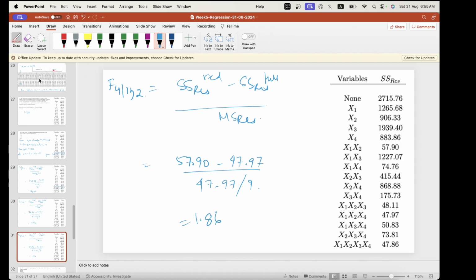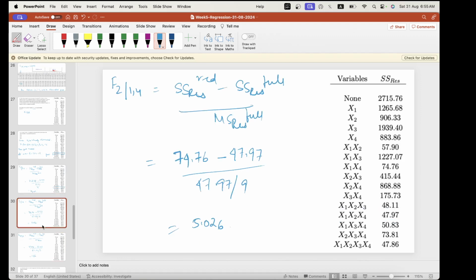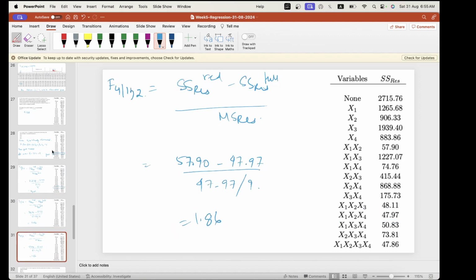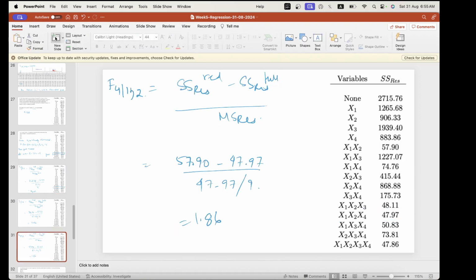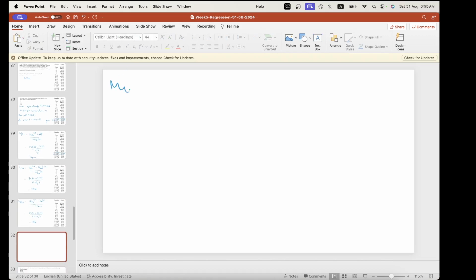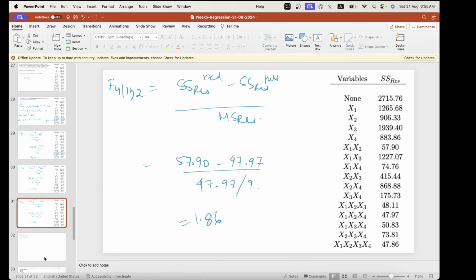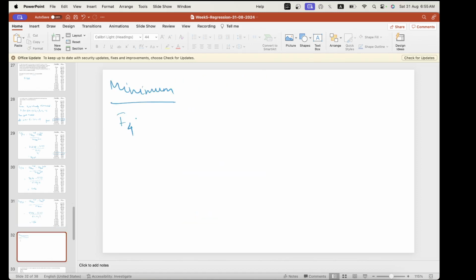Now next what do? We have this, we have this, we have this. So the minimum, next thing is we are doing backward elimination. So then minimum is how much? Minimum is this thing, F4 given 1, 2. That is 1.86. Okay, now we have to check if F4 given 1, 2 is less than the F out criteria.